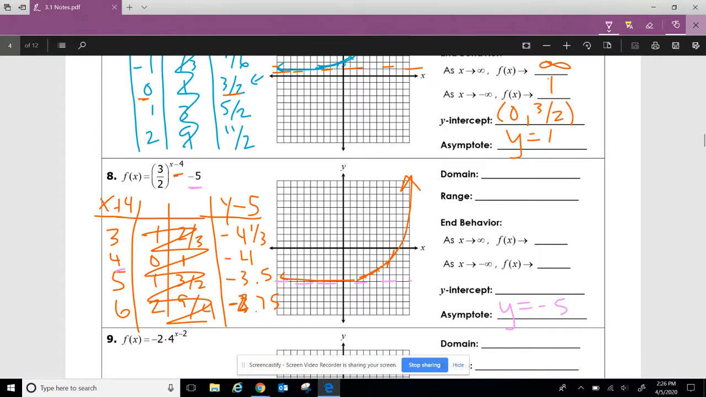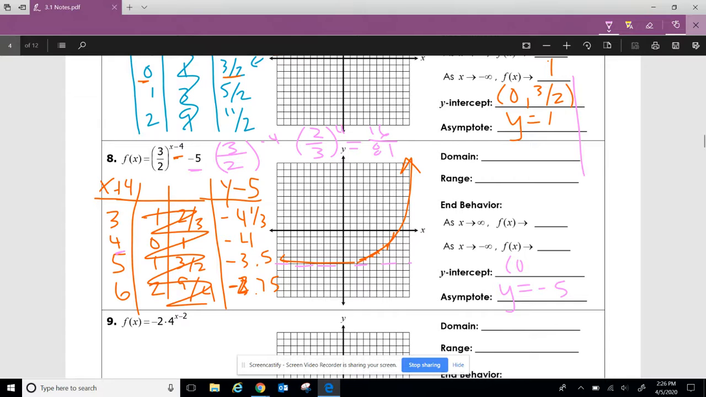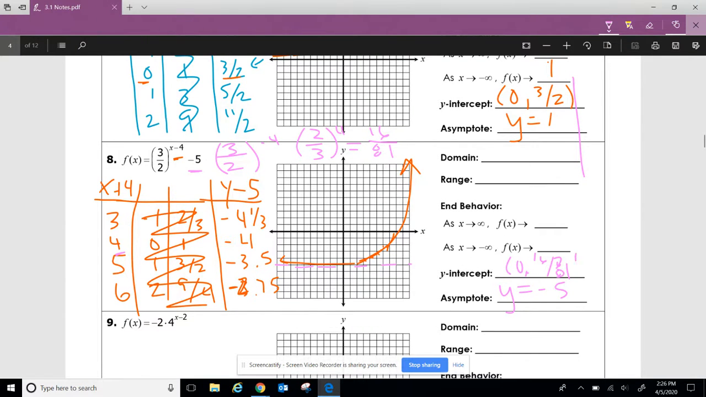So if we plug in 0 for x, we have 3 halves to the -4. Whew. Let's see, that's going to flip the fraction. So that would be 2/3 to the 4th power. And then we're going to raise each number to the 4th. So 2 to the 4th would be 16. 3 to the 4th would be 81. So 16 over 81. Don't worry, it won't be this hard on your quiz, surely.